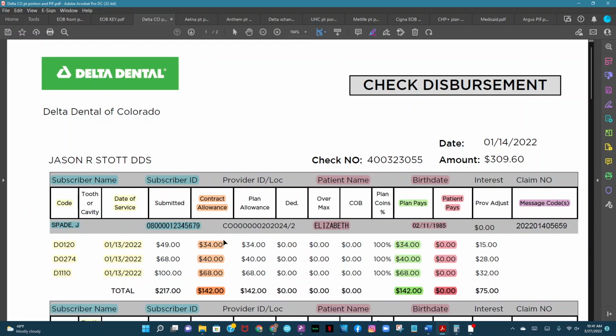Next, you'll look at the contract allowance over here, which is the contracted fees. Each of these amounts should match for each of these codes in EagleSoft, because we want the total for the date of service here to obviously match what we're allowed to charge the patient.